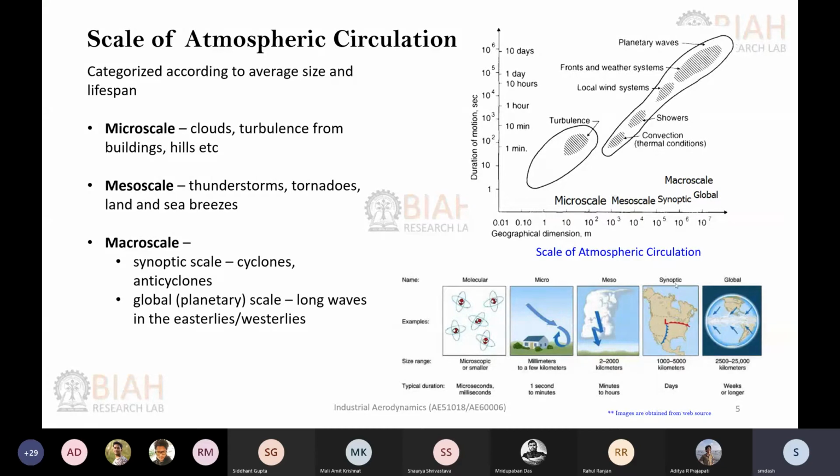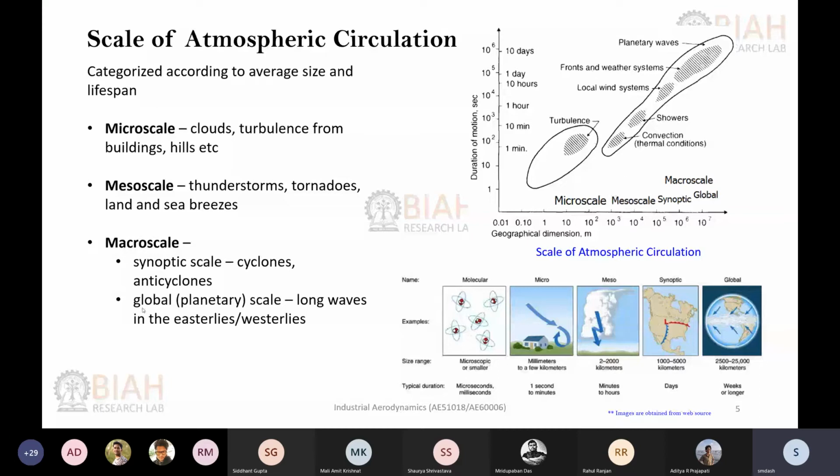In synoptic scales, for example, the whole phenomenon can last over a continent, because the length scale can spread from 1,000 to 5,000 kilometers. So it's quite big. That is the synoptic scale.